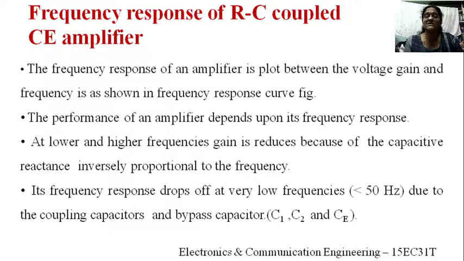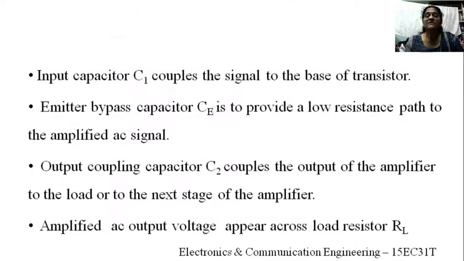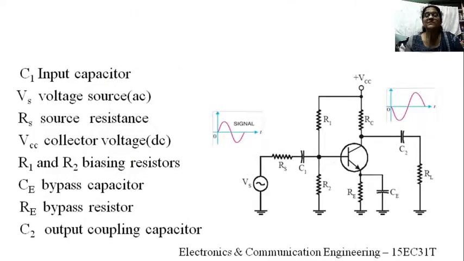First, the frequency response drops off at very low frequencies, less than 50 Hz, due to the coupling capacitors and the bypass capacitor. That is, C1 and C2 are the coupling capacitors and CE is the bypass capacitor. How does the frequency response drop? The frequency response dropping means the magnitude, that is the gain, is reducing. How is the gain reducing at the lower frequencies? Because of this capacitive reactance.